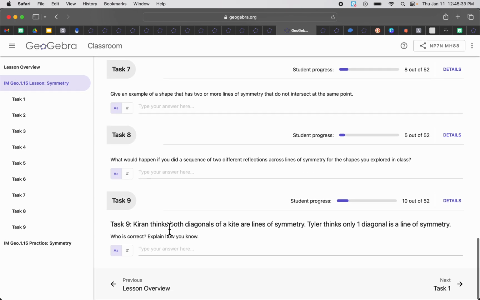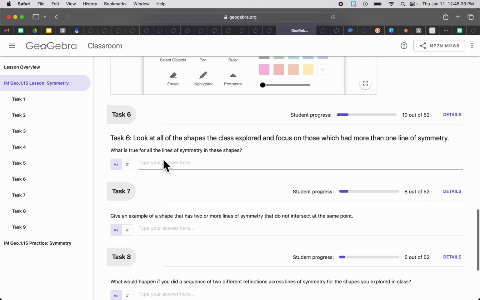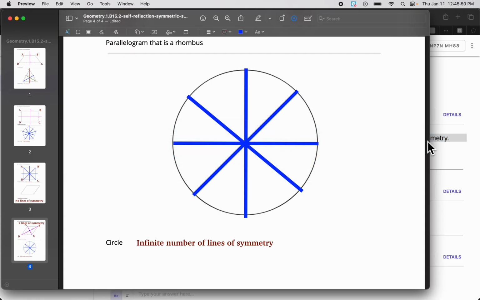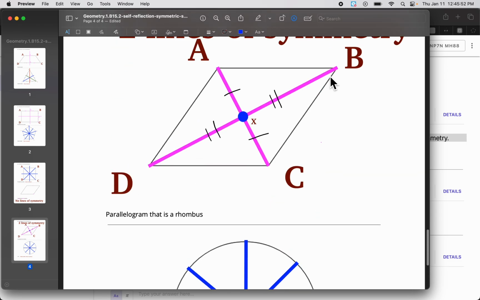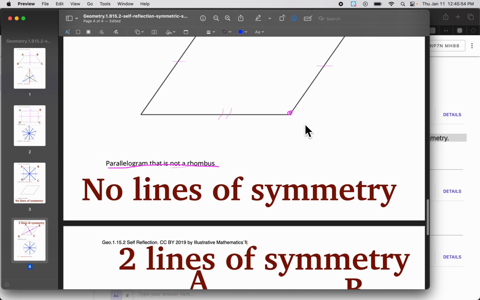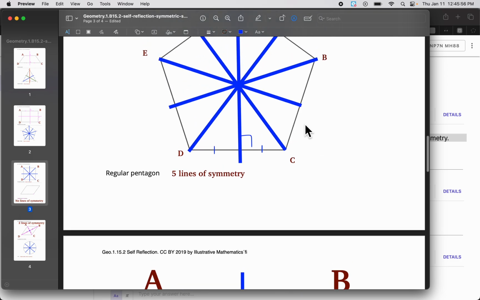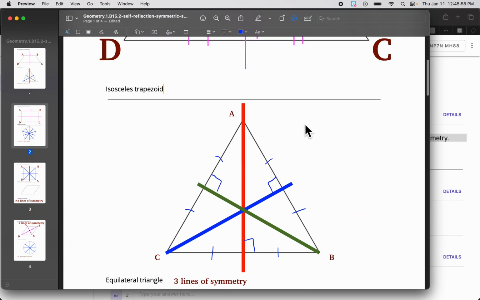All right, so Kieran thinks, give an example of a shape that has, says what's true for all of the lines of symmetry. Look at all of these shapes the class explored and focus on those that had more than one line of symmetry. Okay, so if we look at these, the circle has a ton, the rhombus has two, that's two or more. That's two or more. That's two or more.